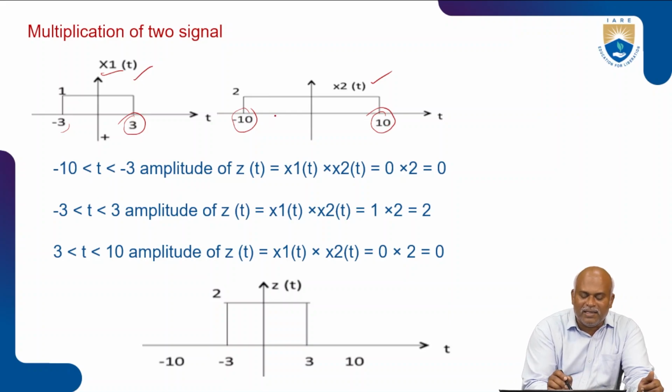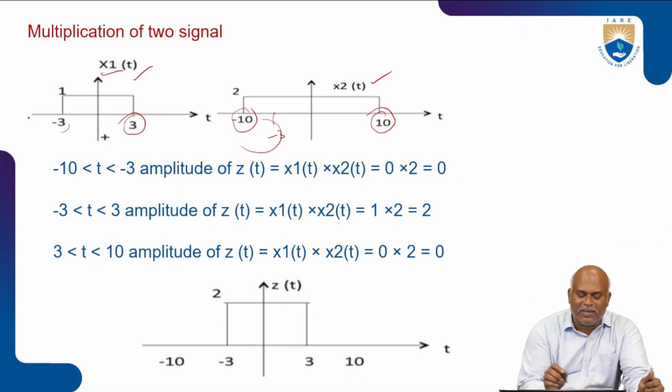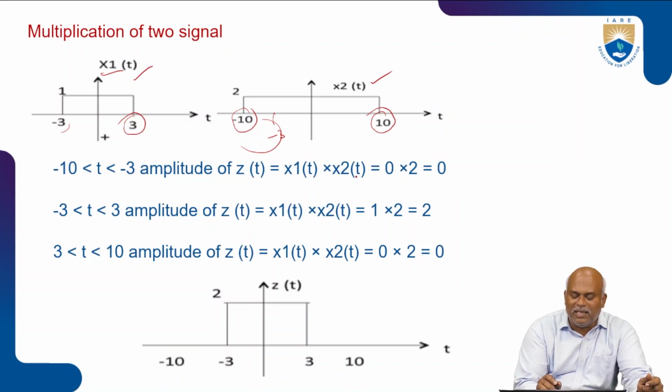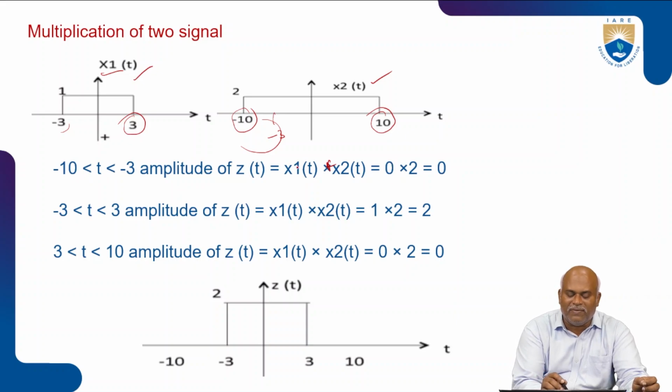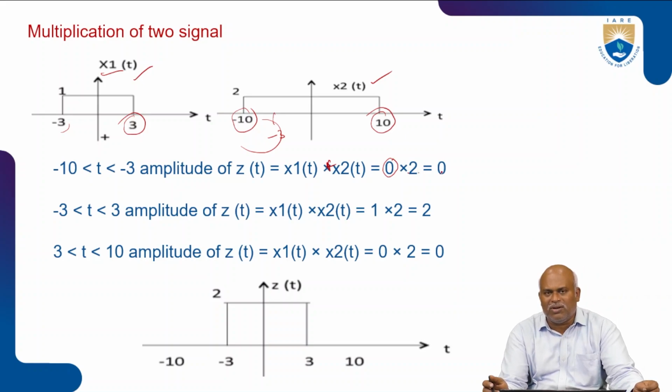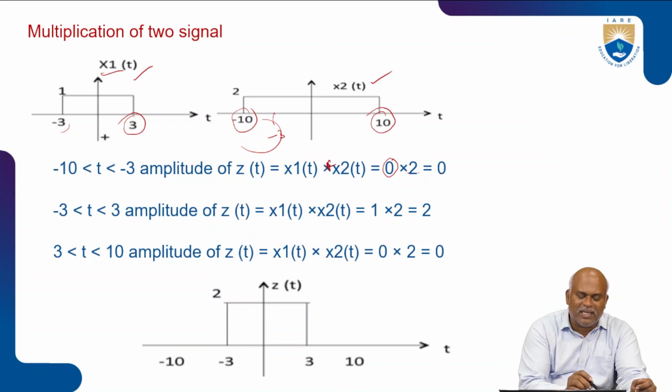Now I take the reference of x2, it ends from -10 to 3. There is no value in x1 of t, that's why for -10 < t < -3, the amplitude z of t is equal to x1 of t multiplied by x2 of t. There is no value from -10 to -3 in x1 of t. That's why I put 0 into 2. That value is represented as 0 into 2, equal to 0. Then we go for the next case.